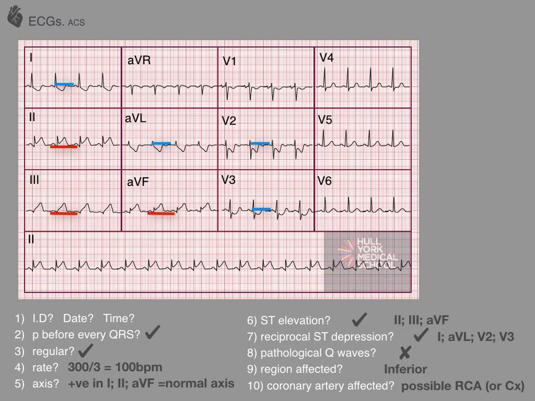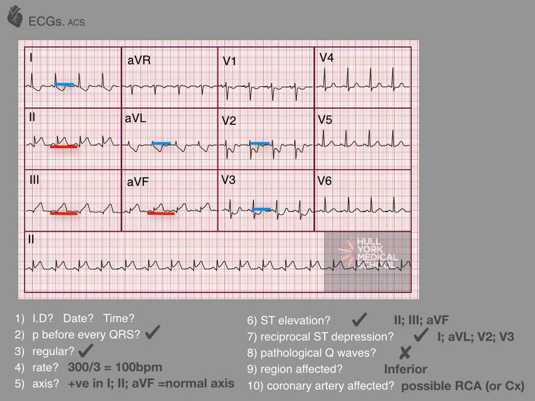In leads 2, 3 and AVF, where we're seeing ST elevation, there is a downwards deflection, so a Q wave before the R wave. However, this is a very small downwards wave, so I wouldn't consider these waves to be a pathological Q wave. So I would say that there aren't any Q waves on this ECG.